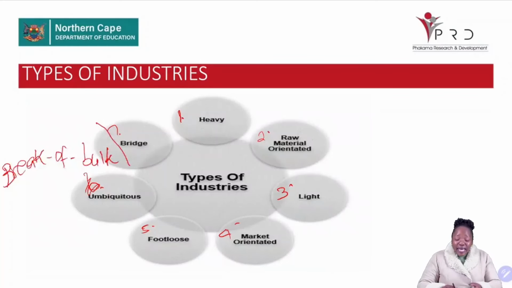Then we have your market-orientated industries. We say they're supposed to be closer to the consumer or the customers. Why? Because they have goods that are perishable, which means they expire immediately and are supposed to be used fast. So you can think of those examples. Then we have your bridge or your break of bulk. You mustn't forget, it's the only industry that has an alternative name. For 1 mark, an examiner can give bridge, then ask you to give the alternative name. So you know it's the break of bulk.